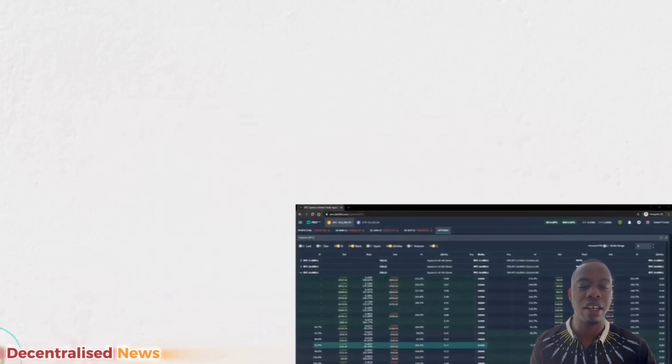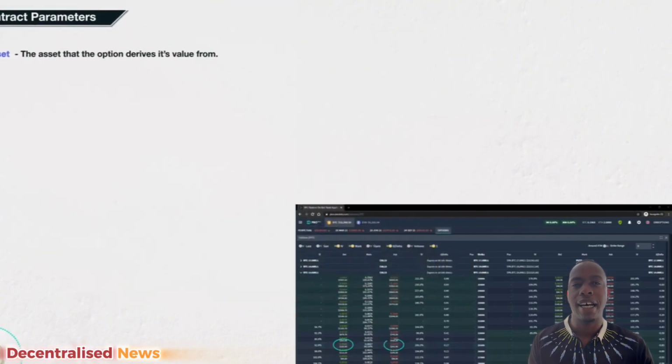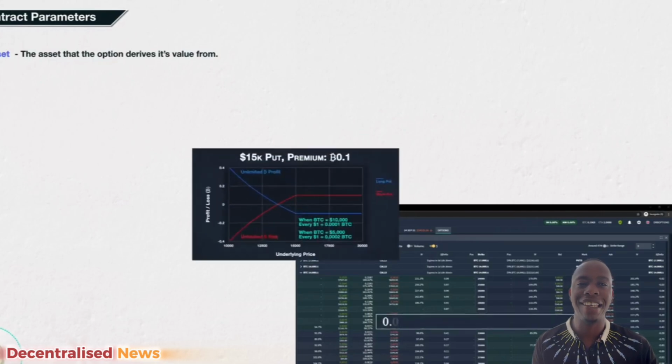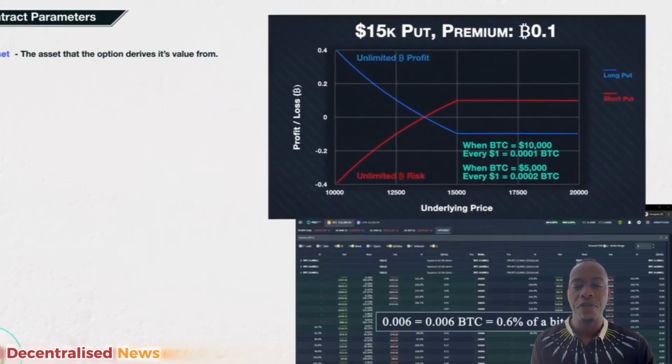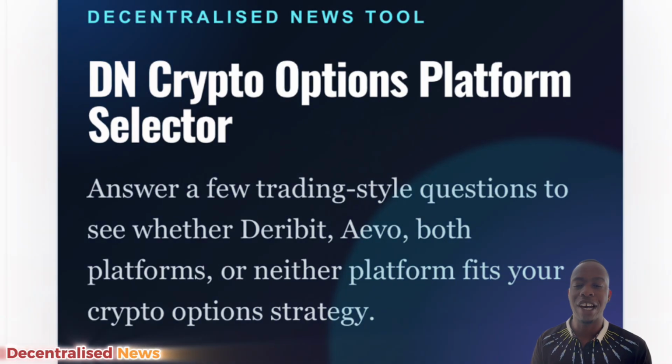So what we've done is given a full comparison of these two platforms, complete breakdown, really highlighting the strengths and the weaknesses of each of them, and really giving you a tool that you can actually use, which is our proprietary tool, which answers a few trading style questions to see whether Deribit and Aevo, or both platforms, or neither of the platforms fits your crypto strategy, right?